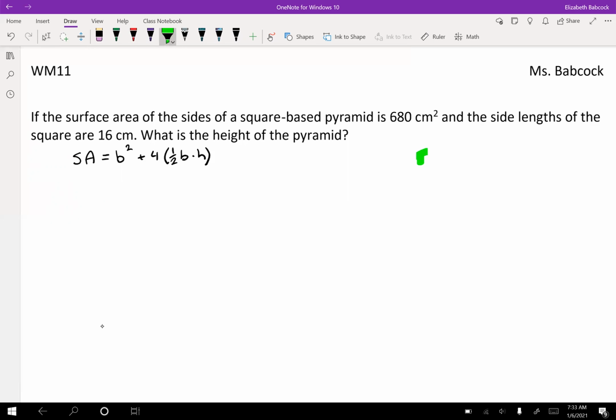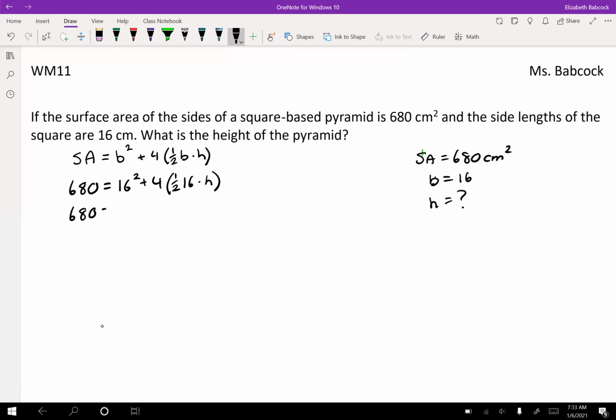So we have a surface area of 680. We have a side length or base of 16. And height we don't know. Since that's only one unknown in the equation, we can solve for that. So I'm going to plug in everything that we have, where its symbol is. I'm going to solve it out as far as I can.